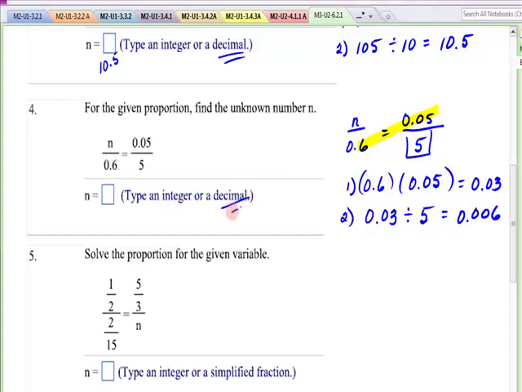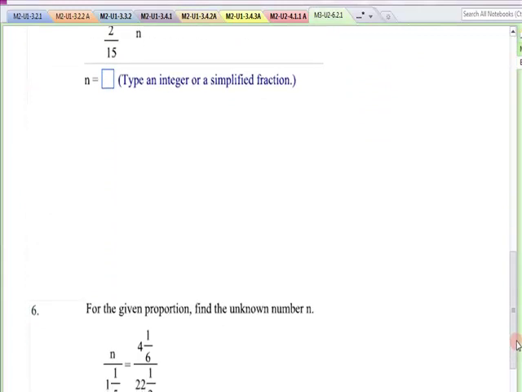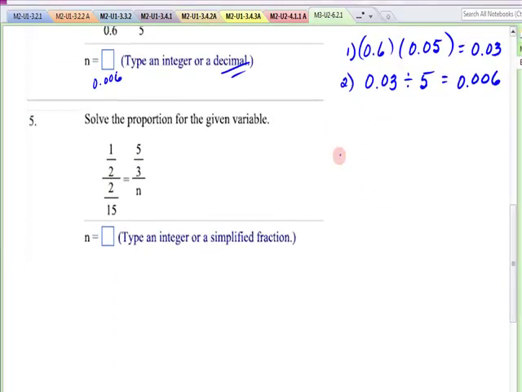Type an integer or a decimal. This time it'll be a decimal, 0.006. We have a couple more. Number 5, we have 1/2 is to 2/15 as 5/3 is to n. Now don't get upset because you're seeing all these fractions and it looks somewhat complicated. Just remember your process. This is the cross product you can do because it has numbers.